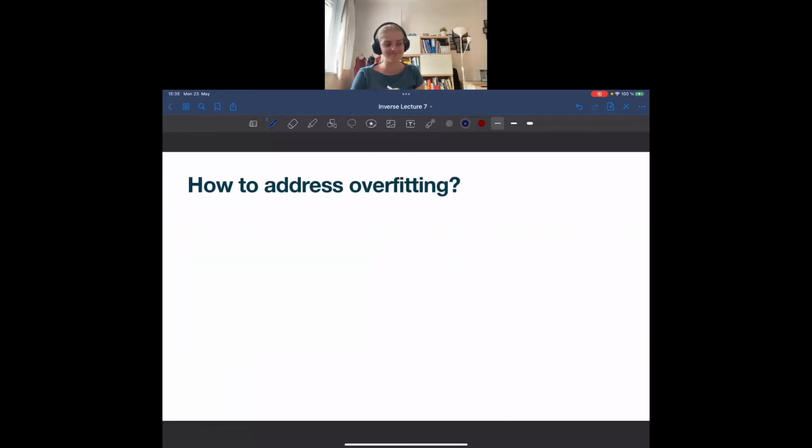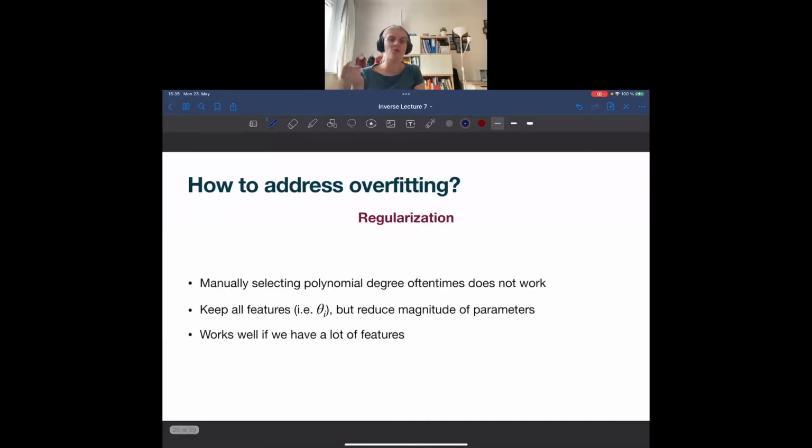And the answer to this is regularization. So we use it when selecting the polynomial degree manually does not work. And therefore what we're going to do is we choose a large order of the polynomial, but we reduce the magnitude of the parameters we do not need. So we can just assume, in the case of the example before, let's say polynomial order 10, but then we try to keep the features of 3 to 10 down so that they do not have any negative influence on our data. This thing here, or regularization in general, works very well if you have a lot of features.